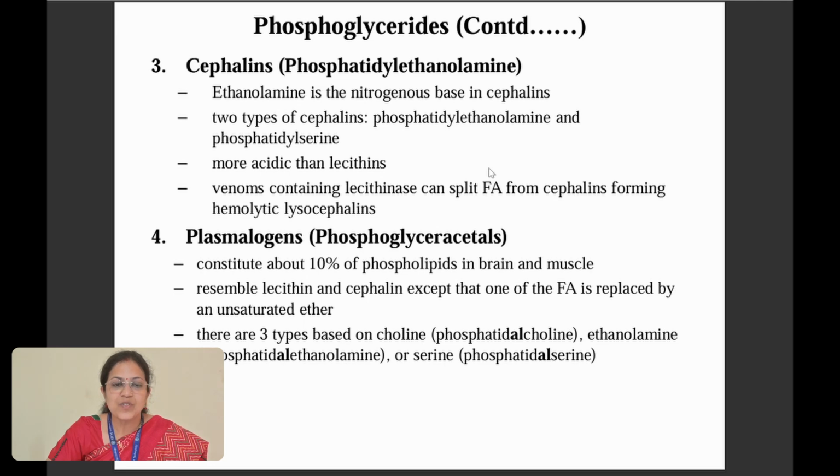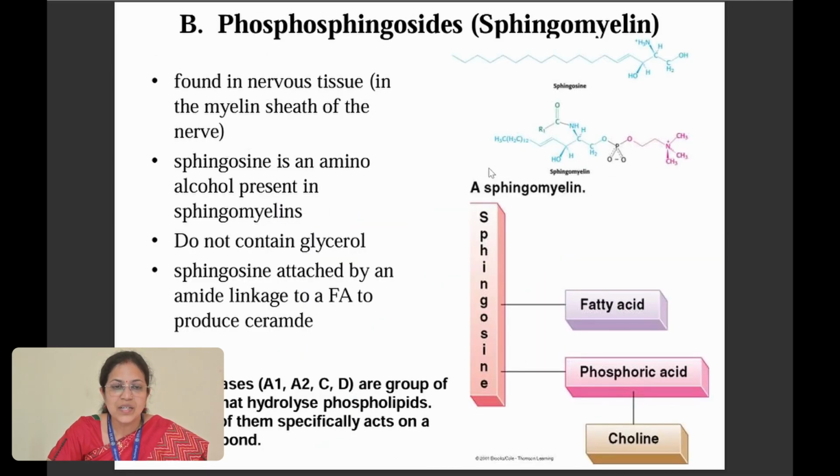Now coming to the next type of phospholipid, phosphosphingolipids, also called sphingomyelins. A sphingomyelin is composed of sphingosine, fatty acid, phosphoric acid and choline. All these components make up a sphingomyelin. Phospholipids are cleaved or hydrolyzed by a specific group of enzymes called phospholipases, a class of enzymes which hydrolyze phospholipids and cleave the fatty acids and phosphoric acid present in the sphingomyelin.